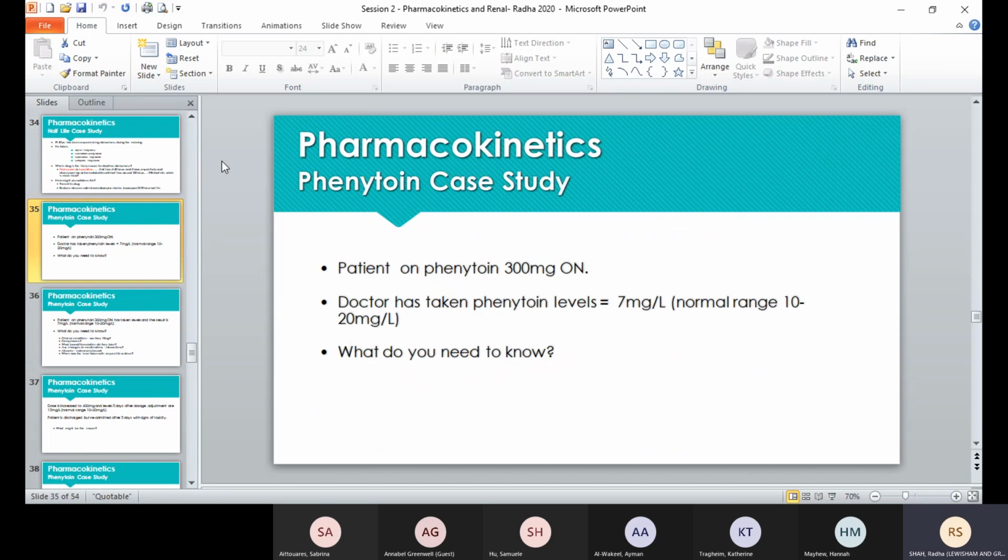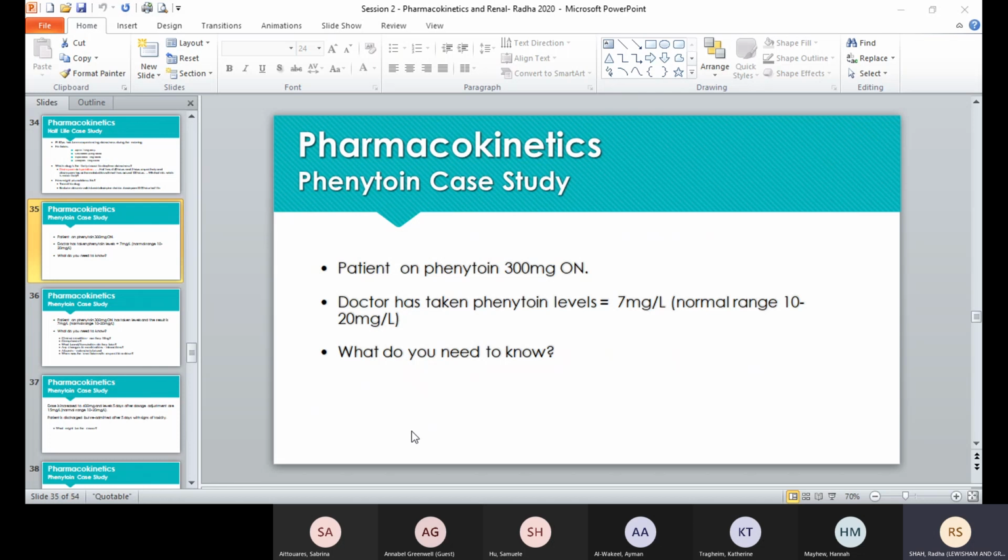So this is a phenytoin case study. A patient is on phenytoin 300 milligrams at night. The doctor has taken phenytoin levels and it's come back at 6 milligrams per liter. The normal range of phenytoin is between 10 and 20. What else do you need to know? What questions would be going off in your head? Put them in the chat box. What would you be thinking? Would you be thinking anything?